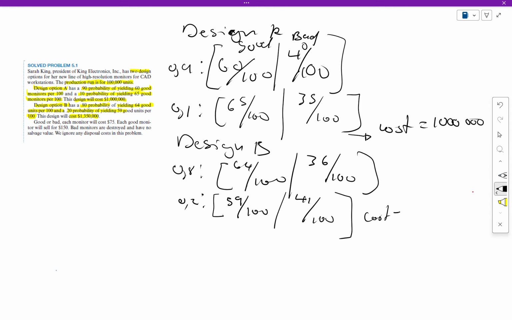Cost is 135, which will cover only that, 1.50 million. Okay, good or bad? Each monitor costs the same price, good or bad? Each monitor costs $75.